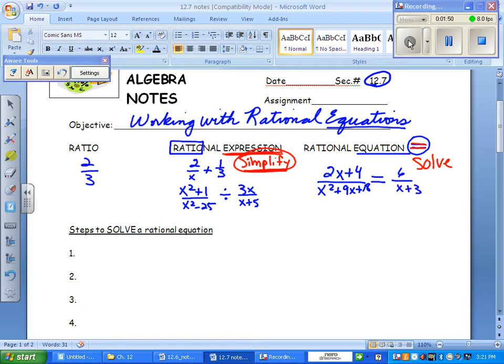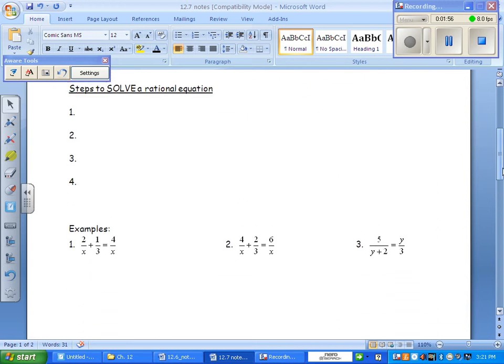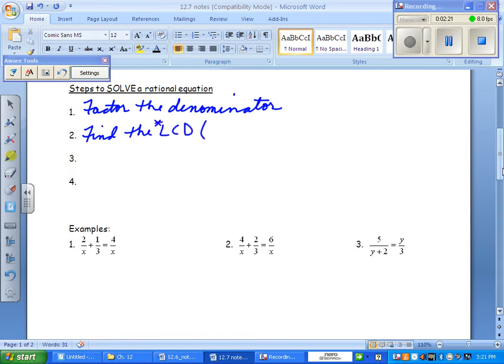These are rational equations. Okay, so let's go ahead and look at our steps for solving a rational equation. Step number 1 is you're going to factor the denominator. Step number 2, you're going to find the least common denominator. Remember, least common denominator means all factors to the highest power.